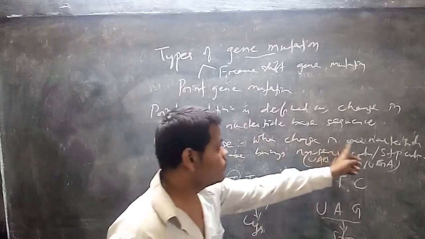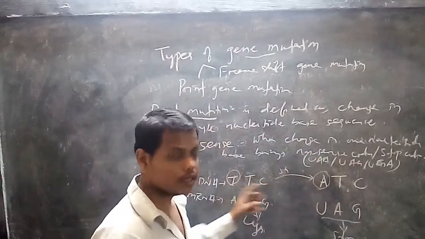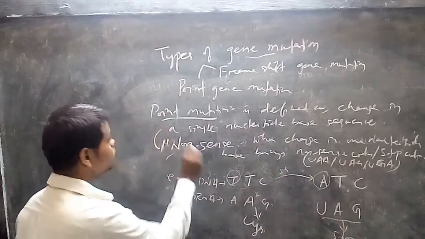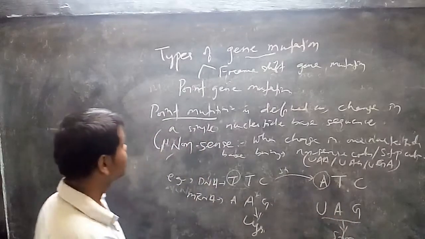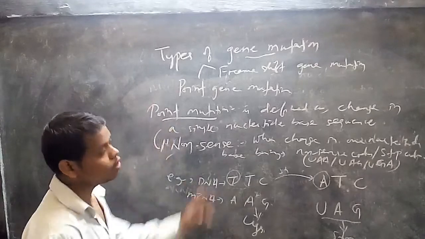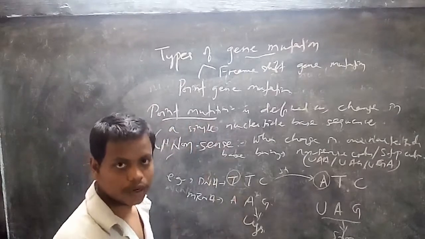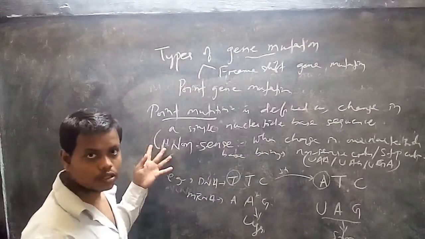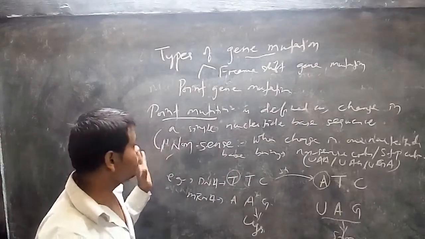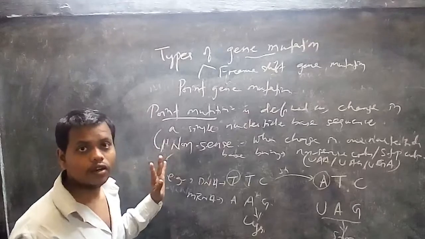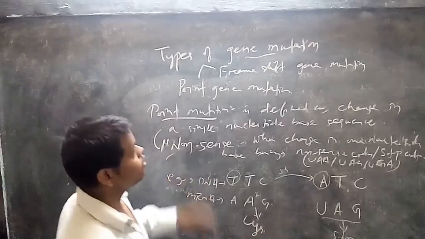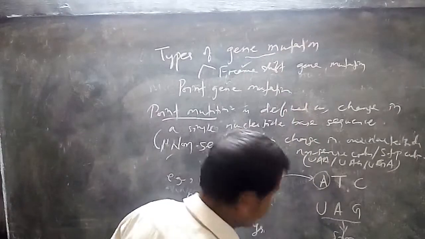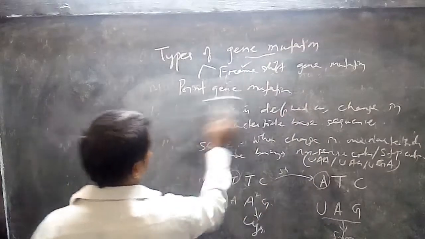When a change in one nucleotide base occurs and that brings a nonsense codon or stop codon, then that is called a nonsense point mutation. This is the thing about point mutation. Point mutation refers to a change in a single nucleotide base, that is called point mutation. There are three types of point mutation we discussed: silent point mutation, missense point mutation, and nonsense point mutation. Then another type of point mutation is frame shift point mutation. The next thing is frame shift point mutation.